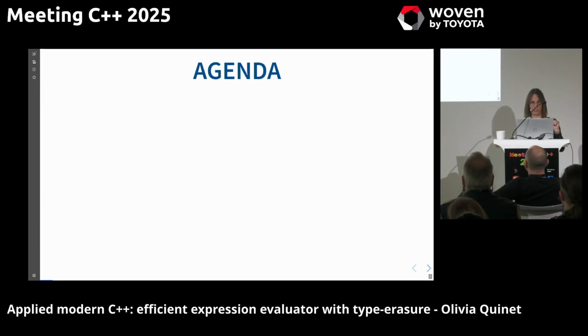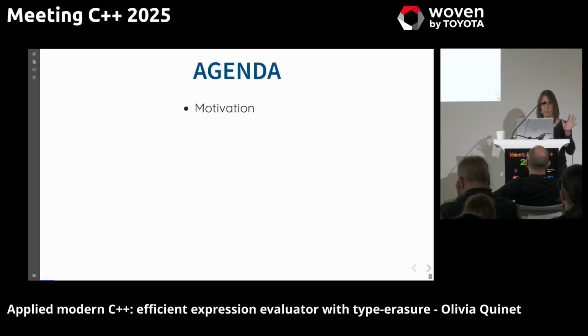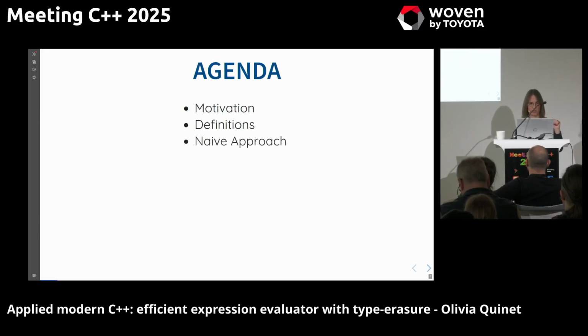So the agenda of this talk is the motivation. Why do we need an expression evaluator in our work? Then I will go with some definition and state the scope of this talk. Then I will show you a naive approach for an expression evaluator and some benchmark.